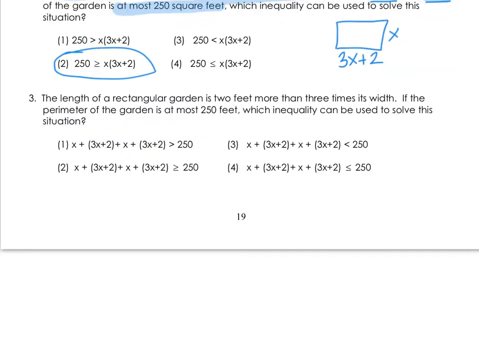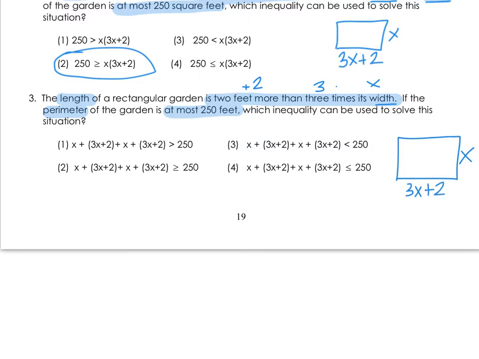The length of a rectangular garden is 2 feet more than 3 times its width. If the perimeter of the garden is at most 250 feet, which inequality can be used to solve this situation? I'm going to again draw a picture. And from the word problem, it said the length is 2 feet more than 3 times its width. I know nothing about the width, so that would be my let x, or I'm going to draw an x on my width. Then the length is 2 feet more than, so that means I'm going to add 2, 3 times the width, so this is again the 3x plus 2.